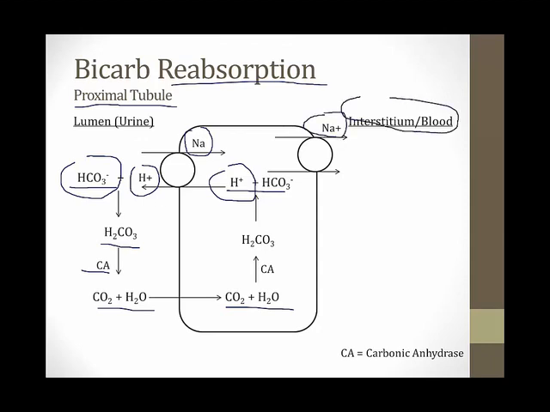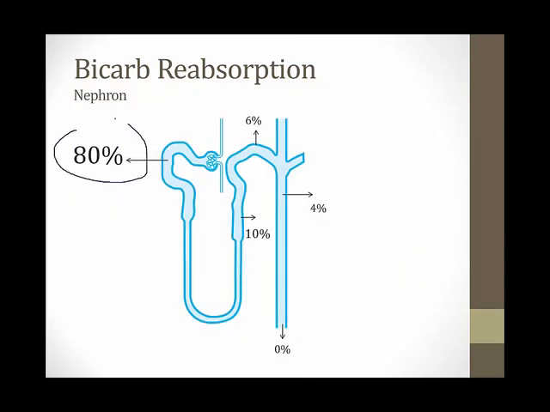What this means is that this entire process has taken filtered bicarbonate and pulled it into the interstitium and blood so that the kidneys are reclaiming all of the filtered bicarbonate. And about 80% of the bicarb reabsorption occurs in the proximal tubule. Smaller amounts occur in the thick ascending limb, the distal tubule, and the collecting duct, and usually you don't excrete any bicarb, you recapture all of your filtered bicarb.